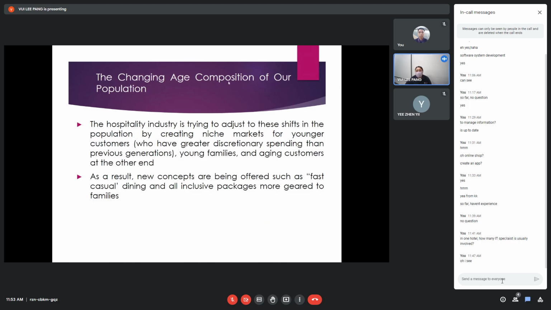And then the changing age composition of our population, they try to adjust to this shift in the population and create a niche market for younger customers. So as a result, new concepts are being offered, for example, fast casual dining.